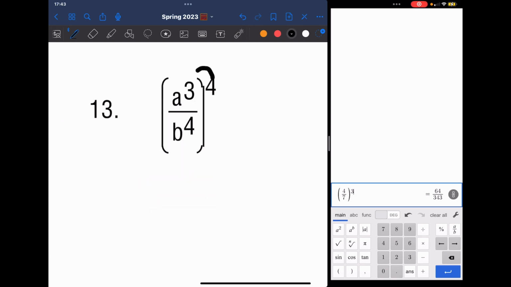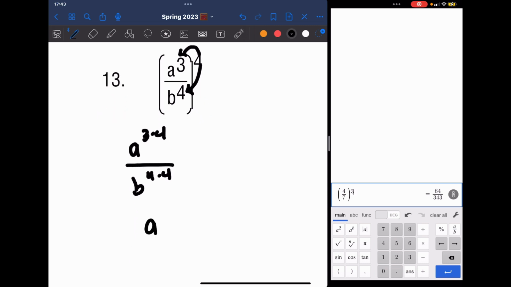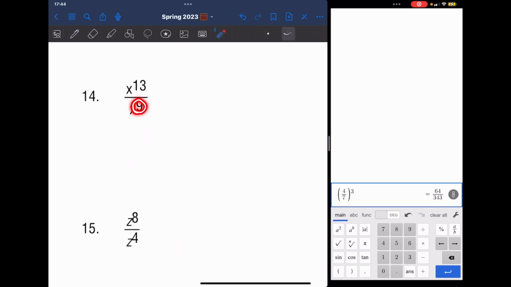This 4 gets distributed to the numerator and denominator, the powers of each of those terms. So I get A to the 3 times 4 over B to the 4 times 4. So then altogether I'm going to get A to the 12th over B to the 16th. Wherever the smaller power is, you're going to subtract it from the larger power.